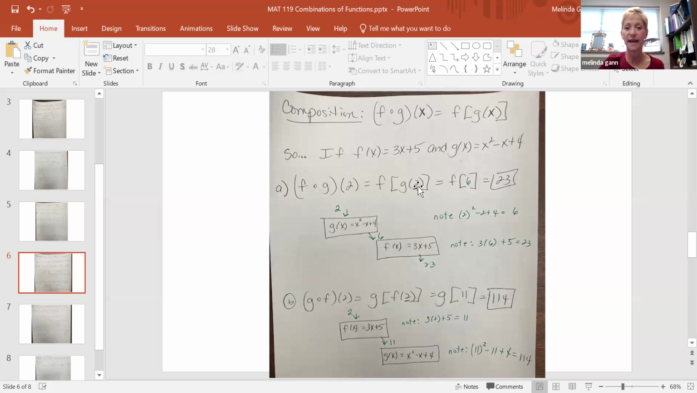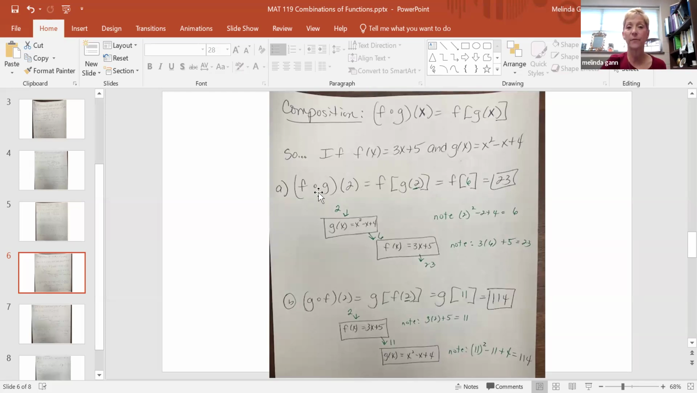So see, notice what I did. I put 2 in G, and this answer came out to be 6. So 6 got put in place of this G of 2, and then 6 went into F, and then the final answer that came out is 23, and they're going to want the final answer.